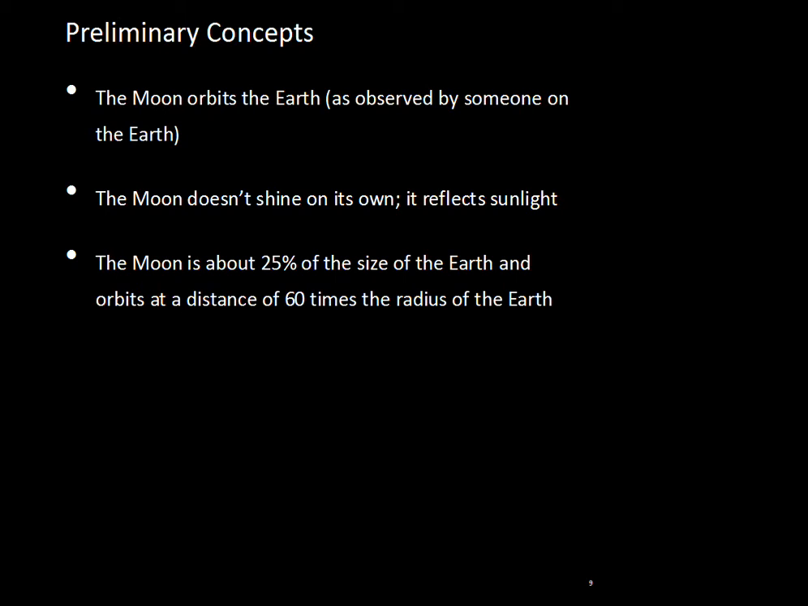The moon reflects sunlight. The moon does not shine on its own, so it's not glowing, it's reflecting. And that position of reflection is what gives us the phases. The moon does have considerable size compared to the Earth, about 25% of the size of the Earth, so it's got a big area that can reflect sunlight. But it is quite a bit distant from us, 60 times the radius of the Earth.